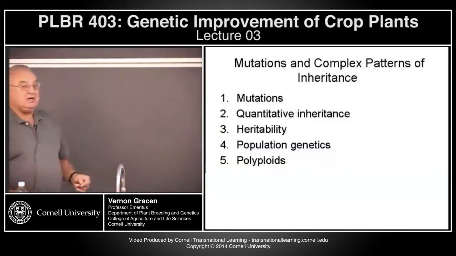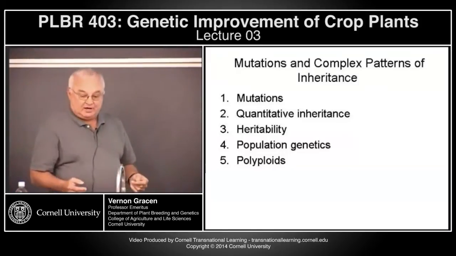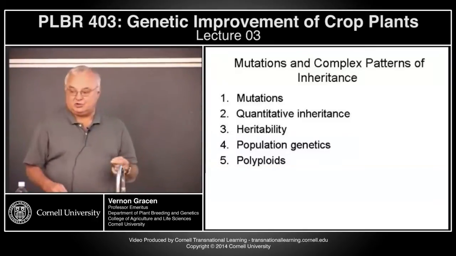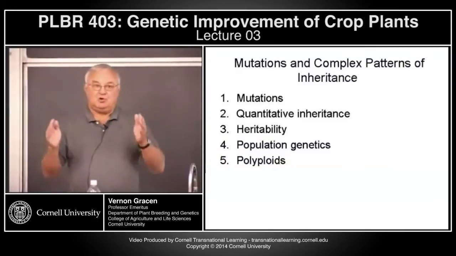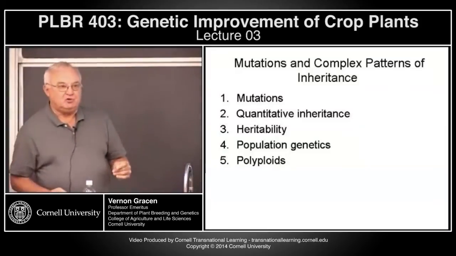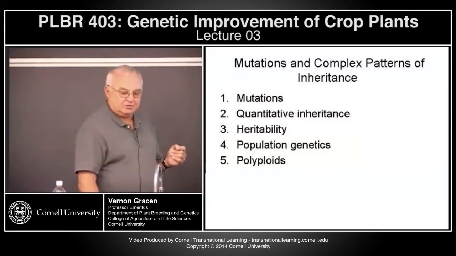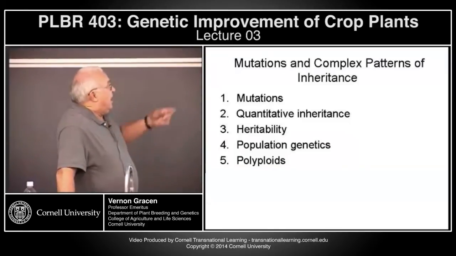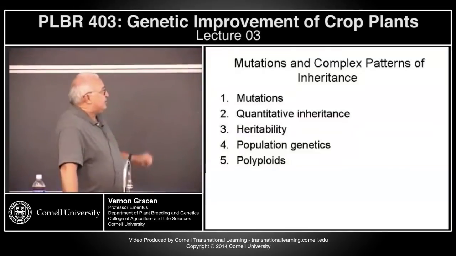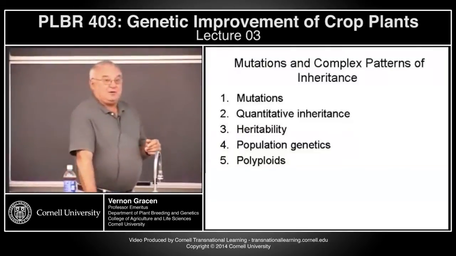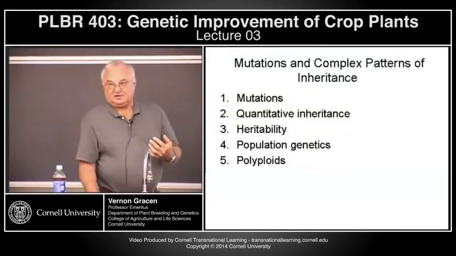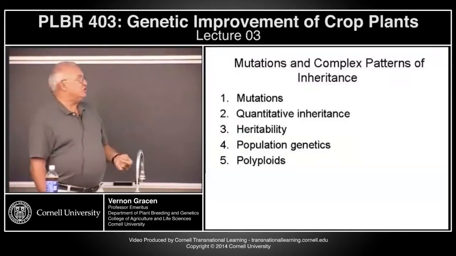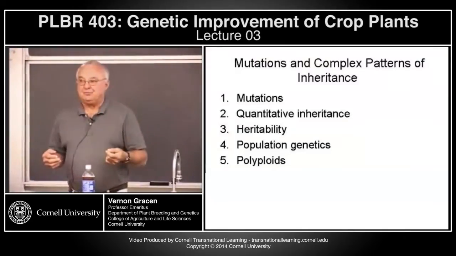We'll talk a little bit about mutations, then we'll talk about quantitative inheritance, and later on, in the last 2 weeks of the course, you will get a much more mathematical, statistical view of quantitative inheritance when Don Vyans comes in to talk about population improvement and recurrent selection. We'll talk about heritability, which ties in with the quantitative inheritance. We'll talk a little bit about population genetics, and again, you can take an entire course on population genetics or genes and populations. Then we'll talk about polyploids.